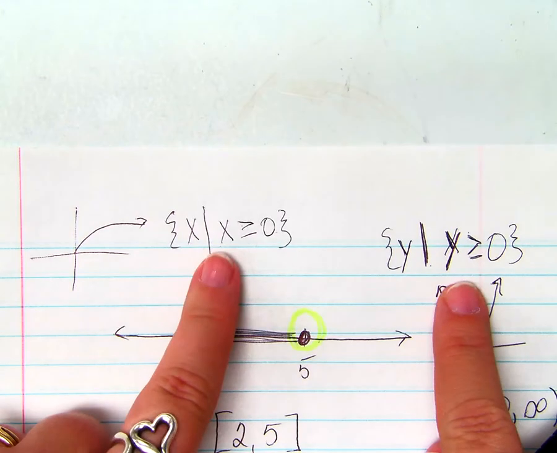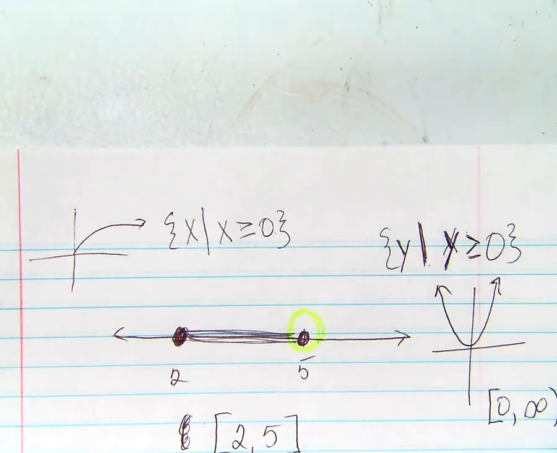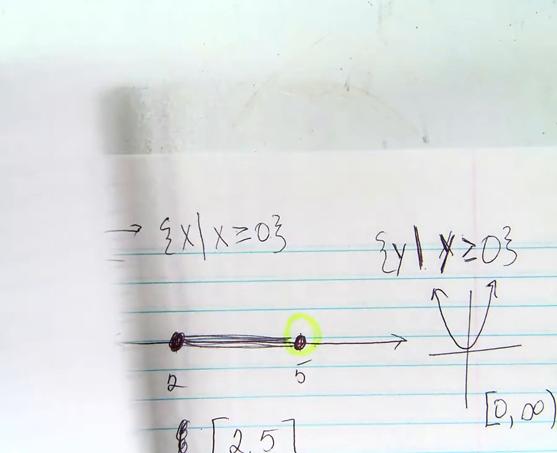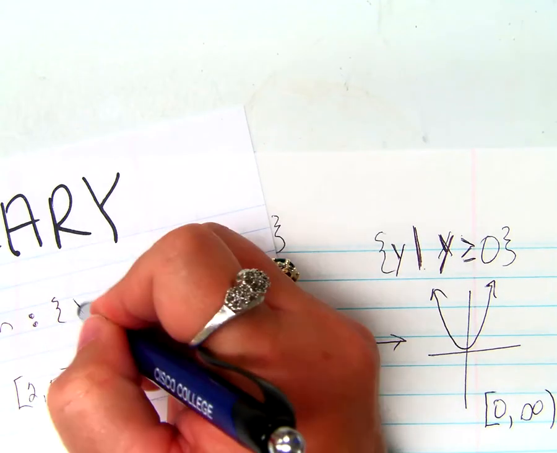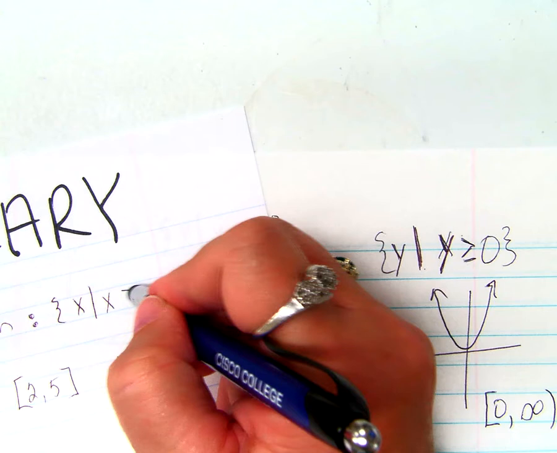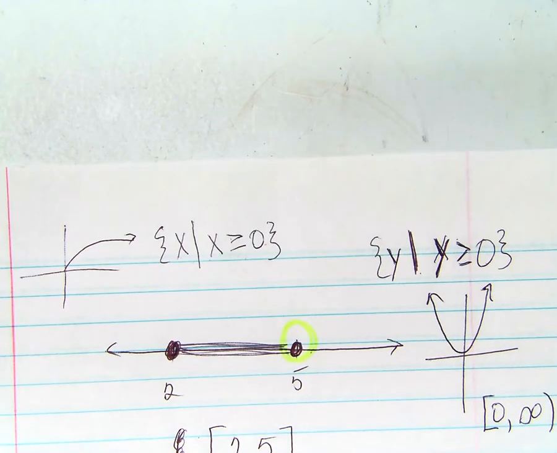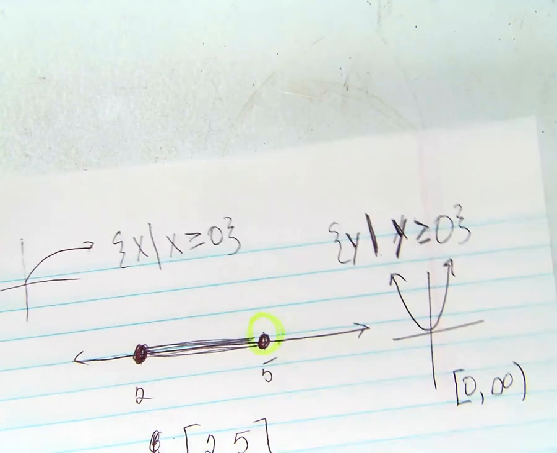So I want you to put one of the other, or both if you want to, of these as our example for set builder notation on our vocabulary page. Most of the time what people forget is which one is which, not how to get them. They forget which one is which. Okay? Any questions about that? So let's apply it.